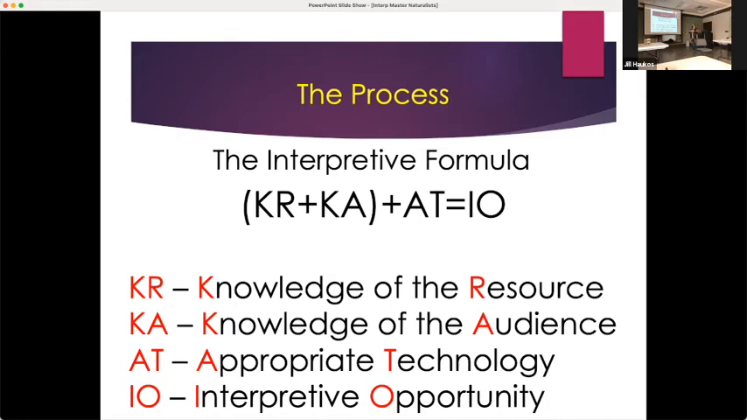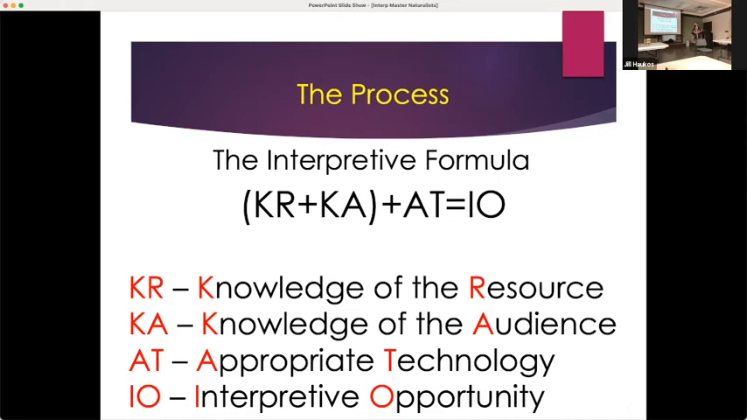You put those together and you add appropriate technology. That might be the orange that I handed you. It might be a video. It might be a sound bite. It might be, who knows, the appropriate technology to fit with your audience and your resource, and you get your interpretive opportunity. This opportunity needs to be worth the efforts on the other side of the equation, if that makes sense. It needs to balance.